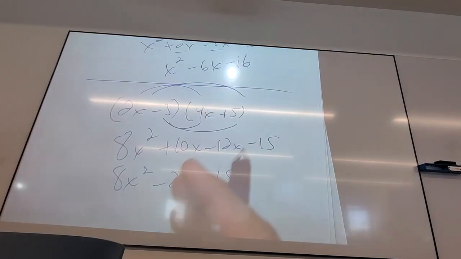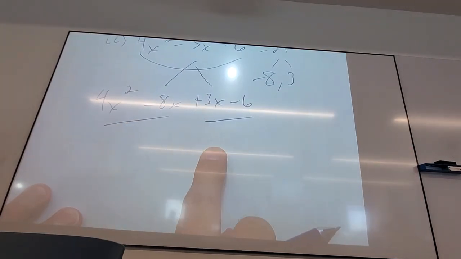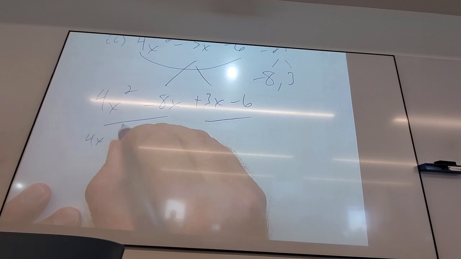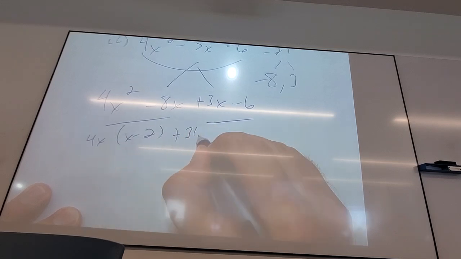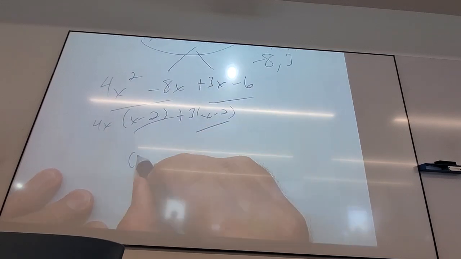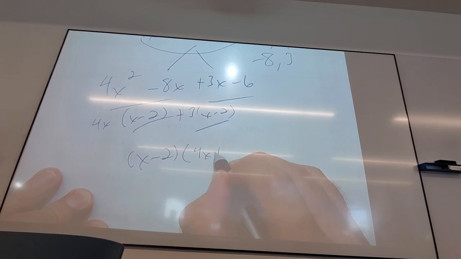So when I have this problem, is everybody cool with finishing this out? Real quick, you can take a 4x out of here, x minus 2. Take a 3, x minus 2. You know you're on the right track because those are the same. Since they're the same, they come out. So you get there.